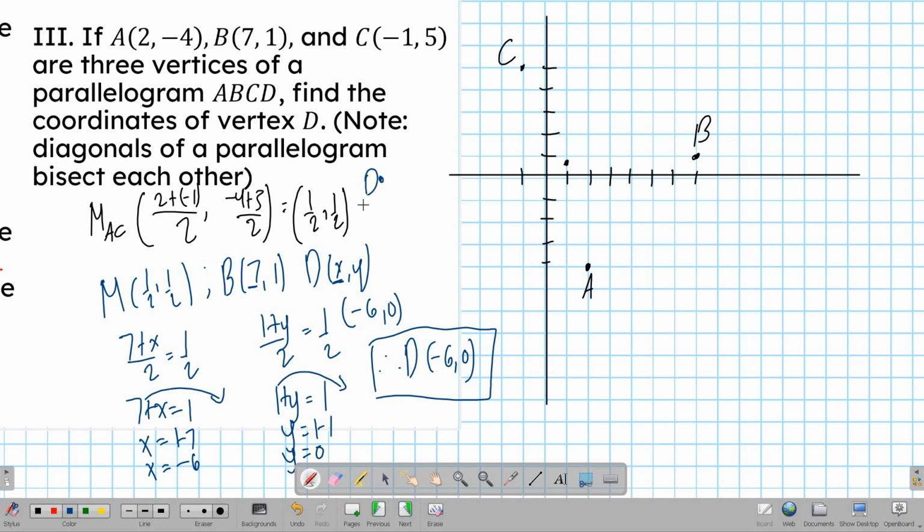Ayan yun. So, there. Those are some of the examples in which we can use the midpoint formula, the midpoint between 2 points, to solve geometric problems.